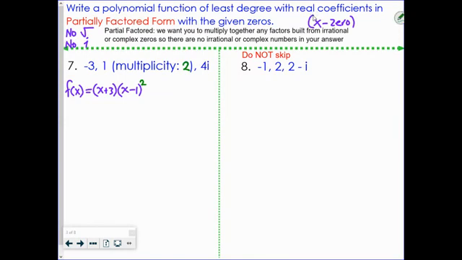What you have to remember is that complex zeros and irrational zeros always come in pairs. They have their conjugate. The conjugate of 4i would be negative 4i. Make a note to yourself. Irrational and complex zeros are always in conjugate pairs.